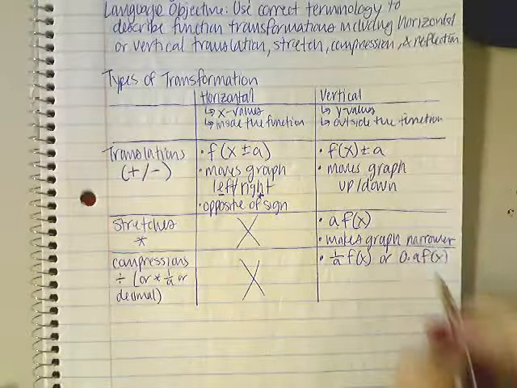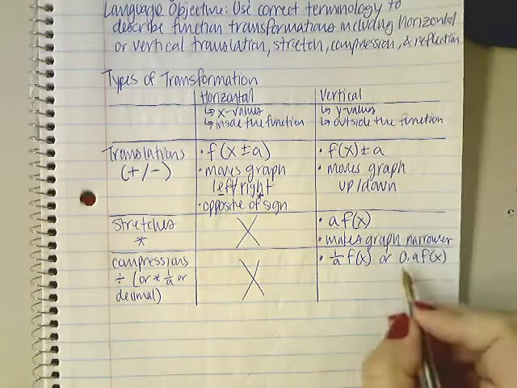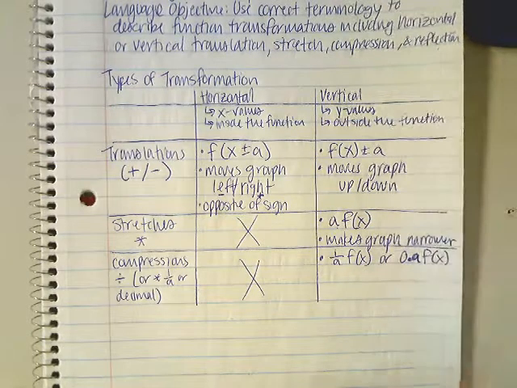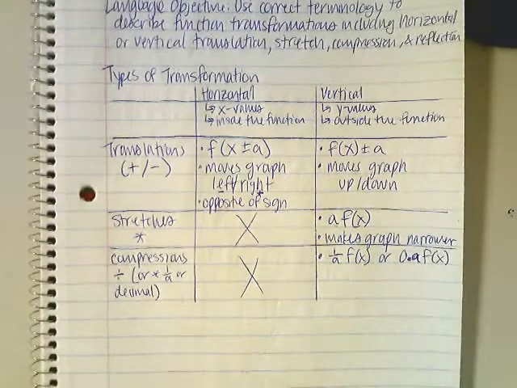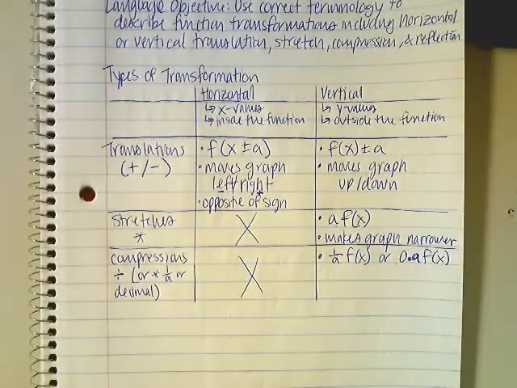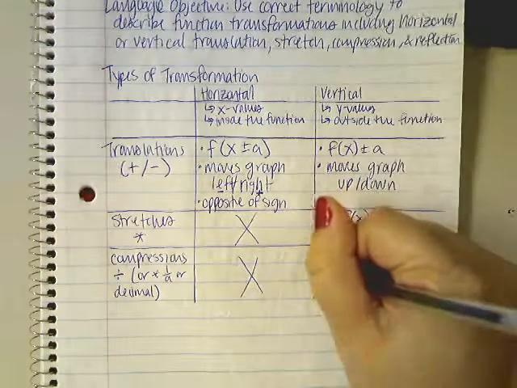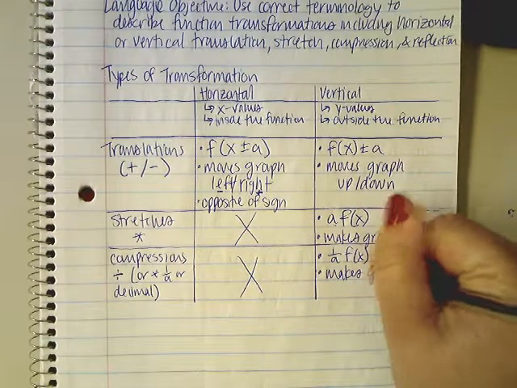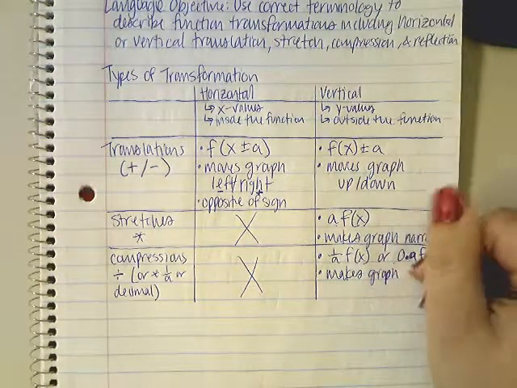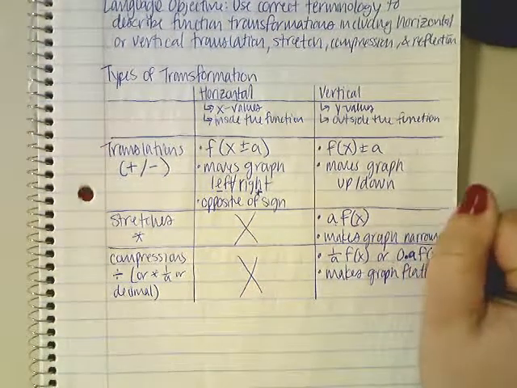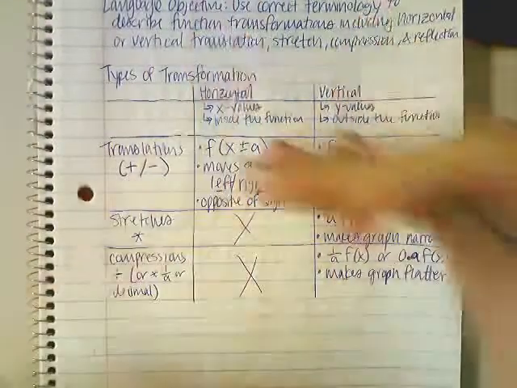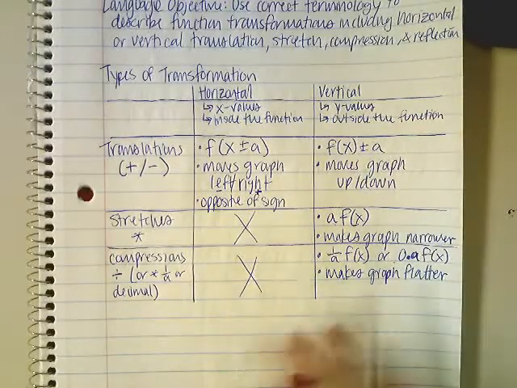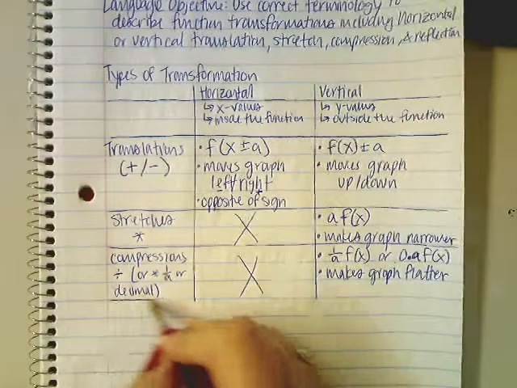So if you have a number between 0 and 1, so 0.a, times some decimal that's between 0 and 1, then it's going to be a compression, which makes the graph flatter. So one makes it skinny, the other makes it fat. So stretches make it narrow, compressions make it flat.